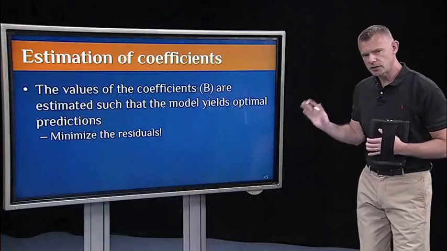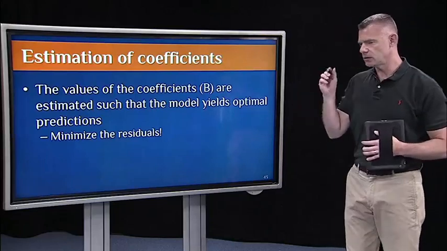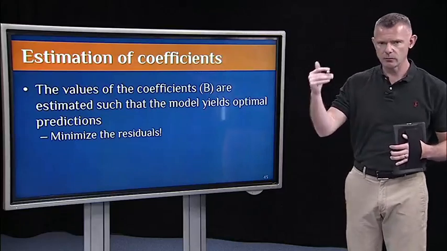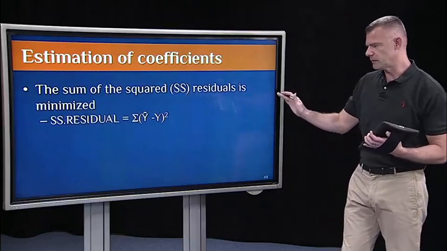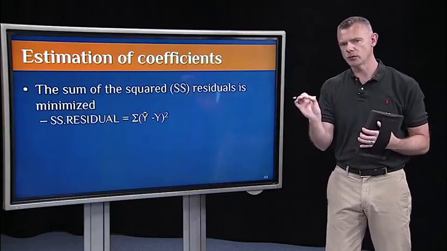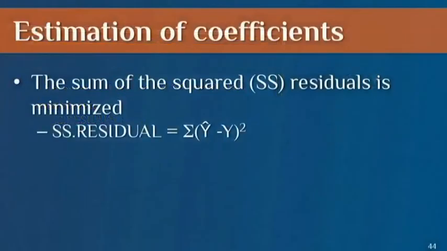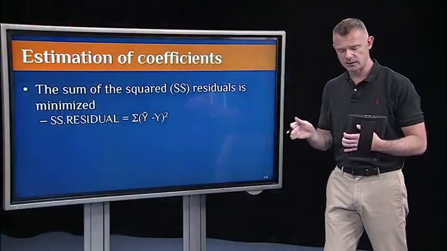Just like regular simple regression, the values of these coefficients are estimated such that the model yields optimal predictions. And how do we do that? Well, we just minimize the residuals. Remember, the residuals are just the difference between the actual, or observed, score on y and the predicted score on y. We get the sums of squares residual by taking all of those deviations and squaring them. So the sum of squared residuals gives us the sums of squares. We want to minimize that value. That's ordinary least squares estimation.